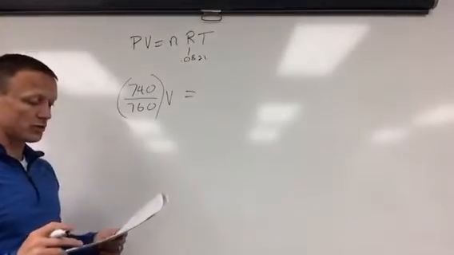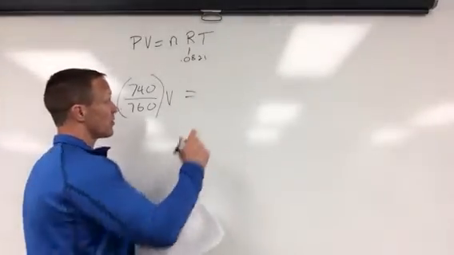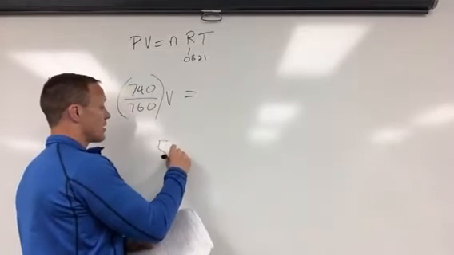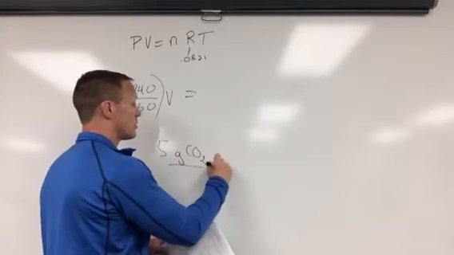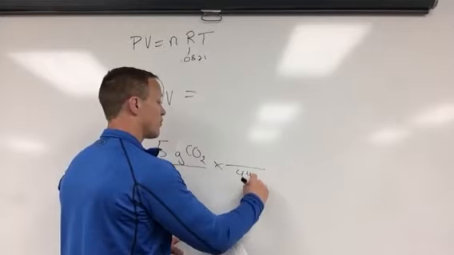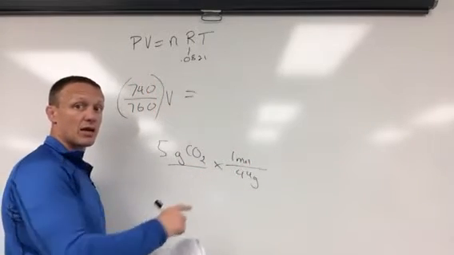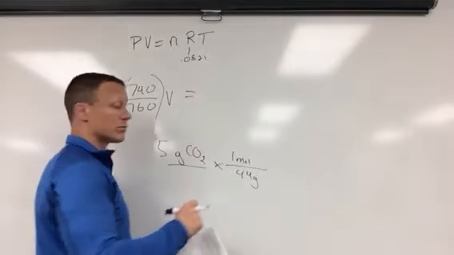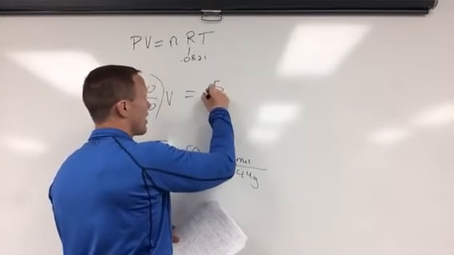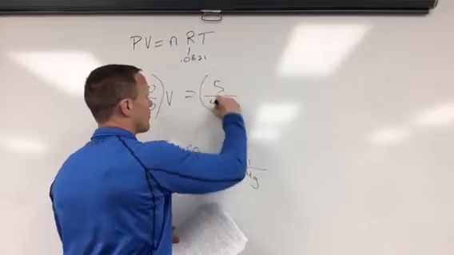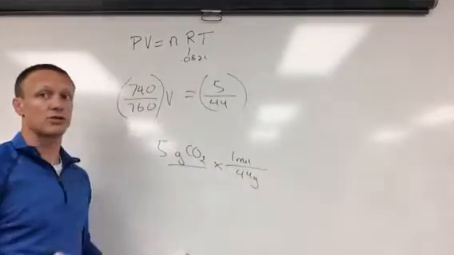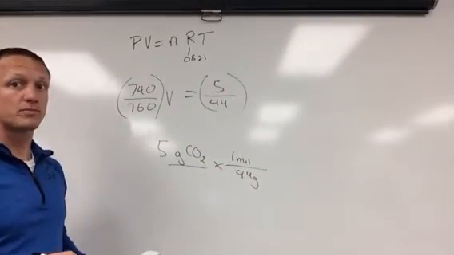n is our number of moles, and we have 5 grams of CO2. So if I was going to do that, I'd say, okay, I have 5 grams of CO2. 44 grams of CO2 is a mole of CO2, so I'm taking 5 divided by 44. I can just put that in there as 5 divided by 44 if I want to, or you can solve that and put your moles in, whichever way is more comfortable for you.